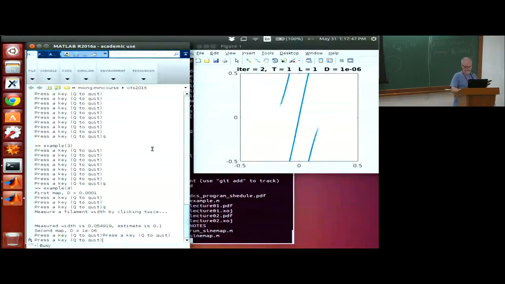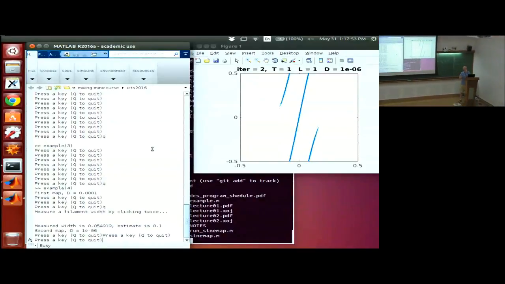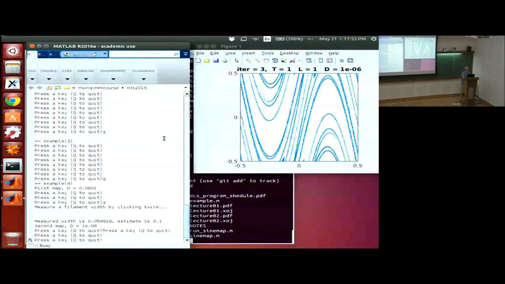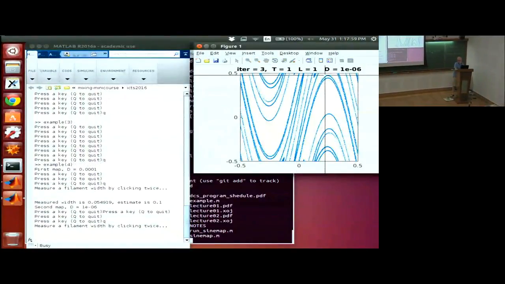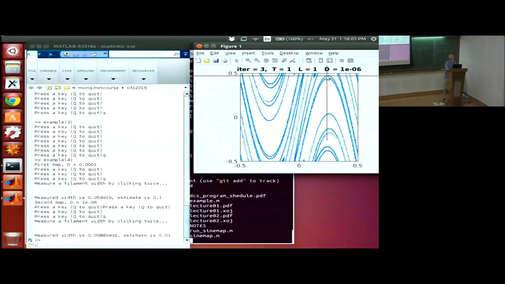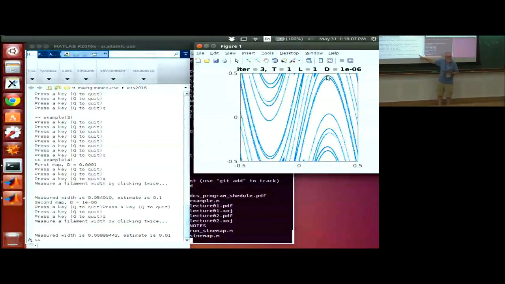Oh, sorry. So then this is the same example, but with a much smaller diffusivity. See, the diffusivity is 10 to the minus 6, so now the filament stays much thinner. And again, I can try to measure the width of my filaments. Roughly. And so now the estimate, again, based on the properties of this flow, says that it should be roughly 0.01, and my measured by clicking is 0.008, so it's about 20% off.